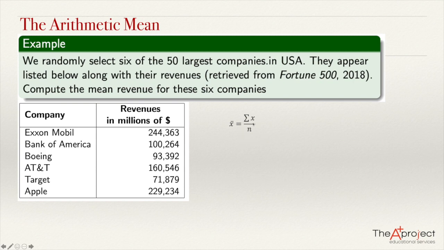So I'm going to add together all these numbers, 244,363 plus 100,264, and so on, and divide by 6. I'm going to add this using a calculator. I add this, and then I get 899,678, and we are going to divide this by 6. We divide this by 6, and the answer is 149,946.3, and if we round it to without decimals, this will be the answer.